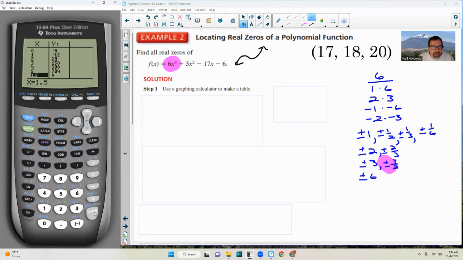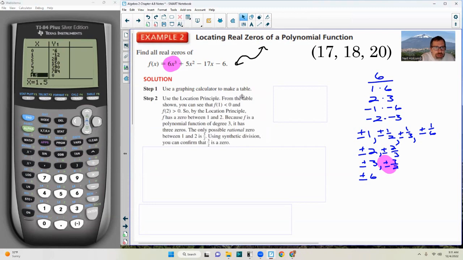Okay, so that's what you need to do with these problems. You have to be able to identify this type of stuff. So use a graphing calculator to make a table. That is done. The next step is use the location principle from the table to show you can see that f of 1 was negative and f of 2 was positive. So by the location principle, we have a 0 between them, like I just stated. If f is a polynomial function of degree 3, it has 3 zeros. The only possible rational 0 between 1 and 2 is that 3 halves, and I explained that using the rational root theorem.